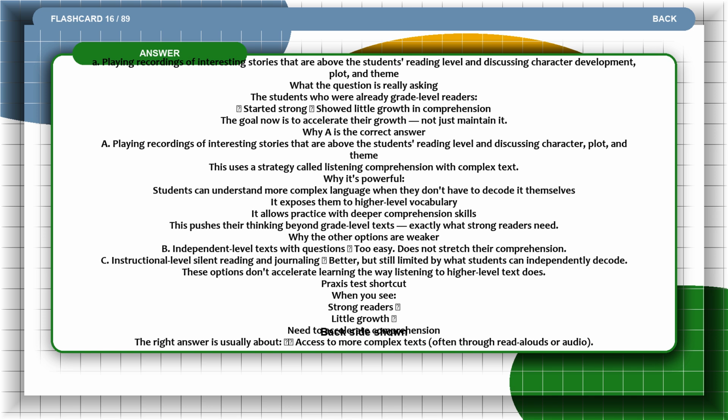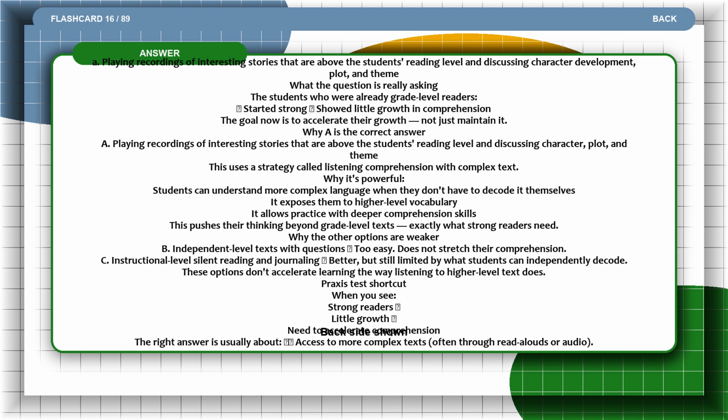Why is the correct answer A? Playing recordings of interesting stories that are above the student's reading level and discussing character, plot, and theme. This uses a strategy called listening comprehension with complex text. Why it's powerful: students can understand more complex language when they don't have to decode it themselves. It exposes them to high-level vocabulary. It allows practice with deeper comprehension skills. This pushes their thinking beyond grade-level texts, exactly what strong readers need.